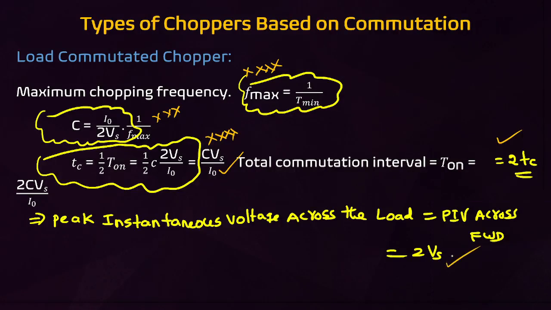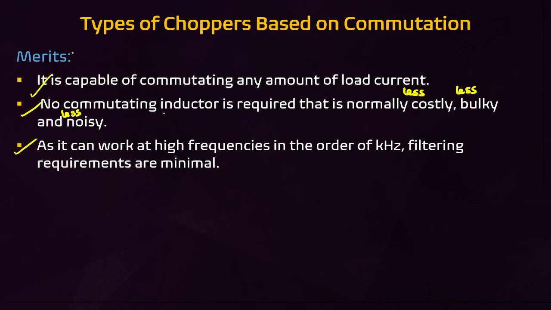In this chopper also, the peak inverse voltage across the load, sorry, peak inverse voltage across the freewheeling diode or peak instantaneous voltage across the load is 2 Vs. And these are the merits of the load commutated chopper. It is capable of commutating any amount of load current. No commutating inductor is required, so it is less costly, less bulky and less noisy. It can work at frequencies in the order of kilohertz. Filtering requirements are minimal, students.